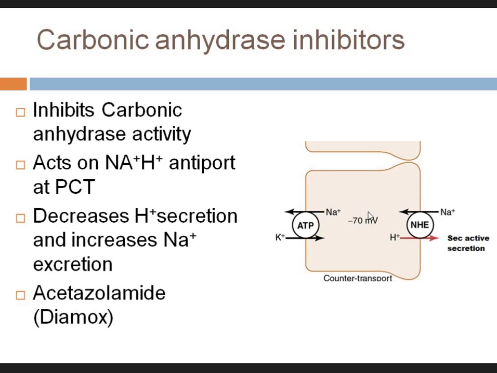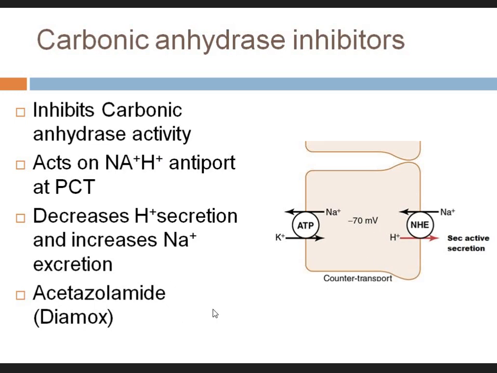And we have already studied in the PCT that the sodium hydrogen antiporter is a very important mechanism working here, where sodium is reabsorbed and hydrogen is secreted. So this hydrogen is coming from the activity of carbonic anhydrase, where carbonic acid is dissociated into hydrogen ions and bicarbonate ions. Hydrogen ions are secreted, bicarbonate is reabsorbed. Okay, so this particular channel will be inhibited because now the carbonic anhydrase activity is blocked, so hydrogen will not be secreted, and as a result sodium will also not come inside. So it decreases hydrogen secretion and increases sodium excretion, and thus helps in diuresis.